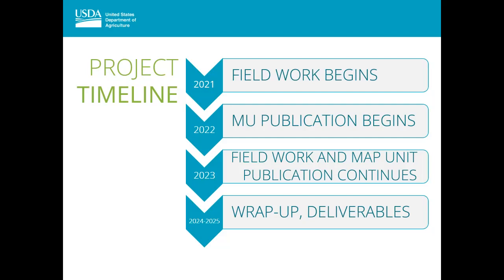We started it in 2021 with field work, and last year really served as a recon year for us. We were interested to see how the digital soil mapping aspect worked with CLHS sampling. And so we're going to continue field work this summer and also begin map unit publication in the fall and then into the winter, with that process continuing throughout 2023. And so we're hoping to wrap up the project in 2024, but we have the option to continue into 2025 if needed.